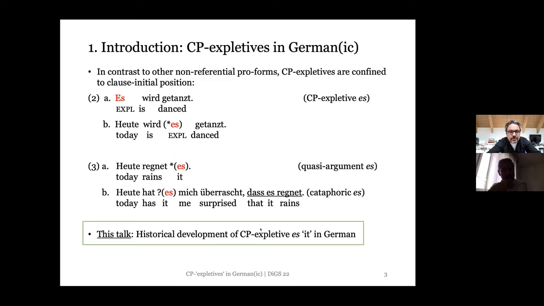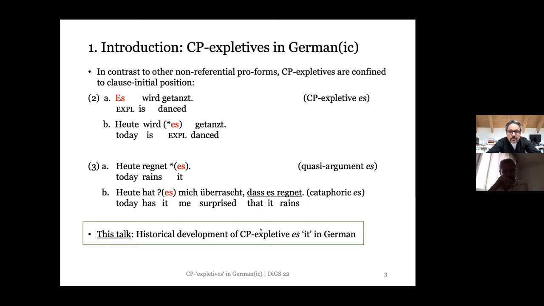And basically, of course, the same holds for embedded clauses. So CP expletives cannot occur in the TP domain. And of course, no such restriction holds for other non-referential proforms, such as quasi-arguments, for example, with weather verbs, as in 3a, and cataphoric pronouns relating to an extraposed clause, as in 3b.